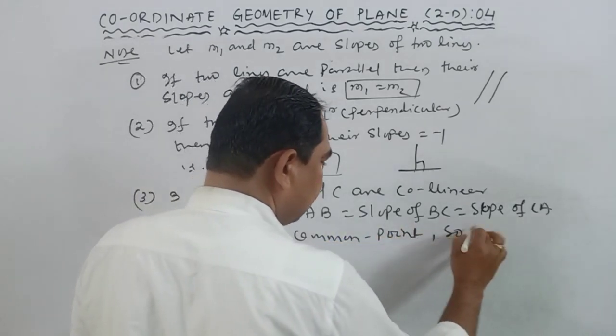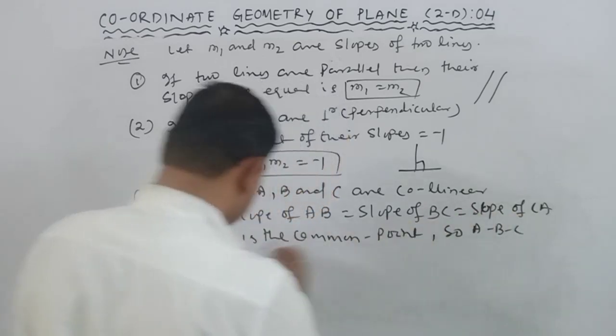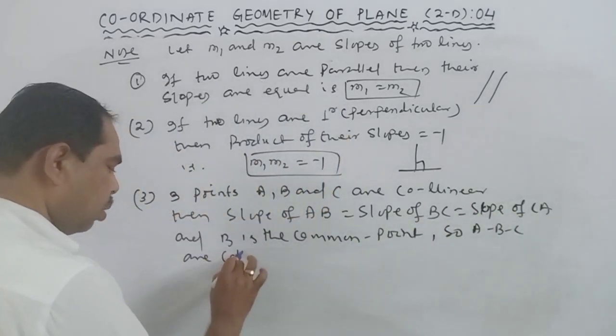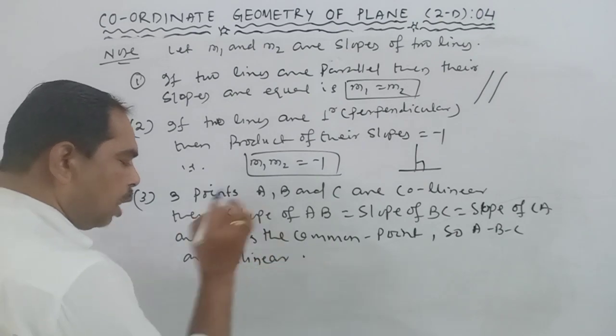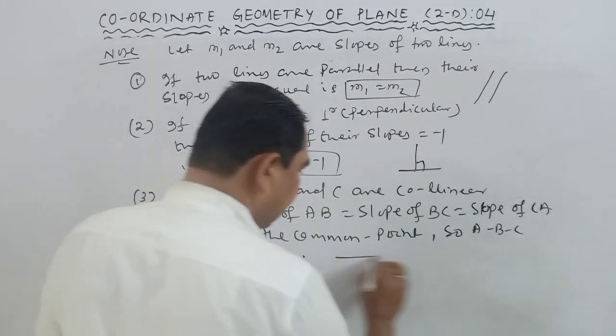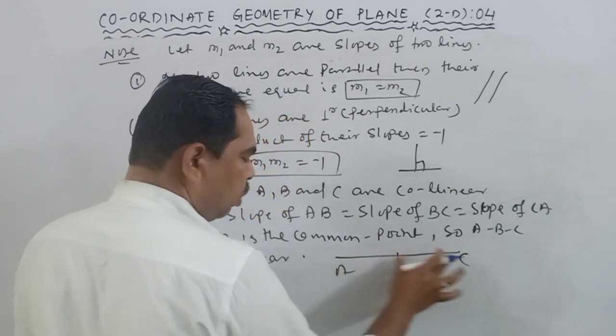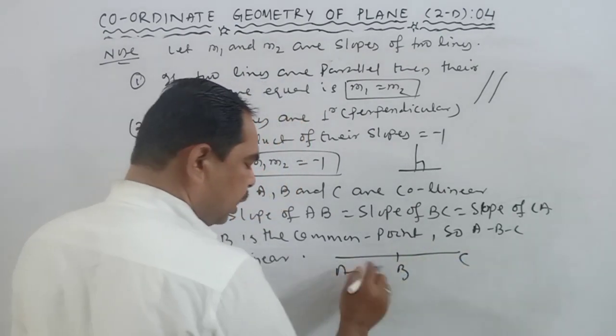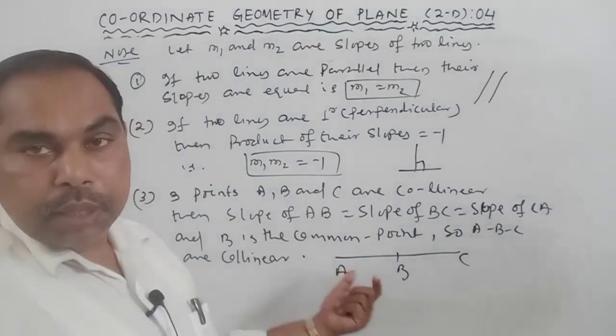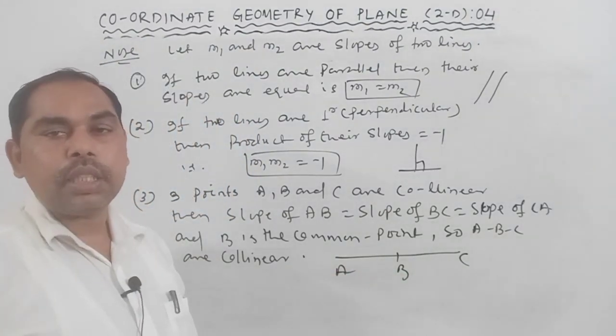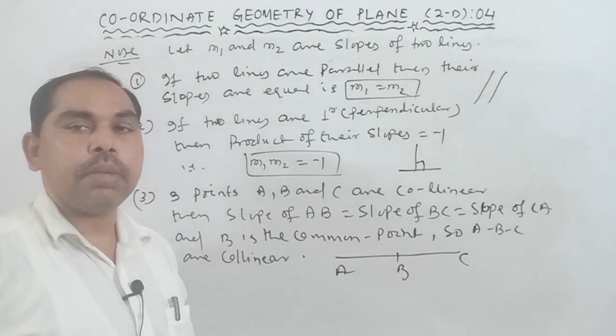So to check whether A, B, C are collinear, we check that slope of AB is equal to slope of BC, and B is the common point. So ABC are collinear, which means they form a straight line, not a triangle.